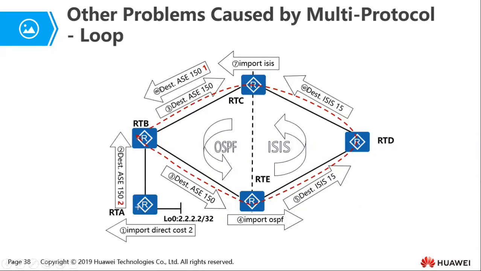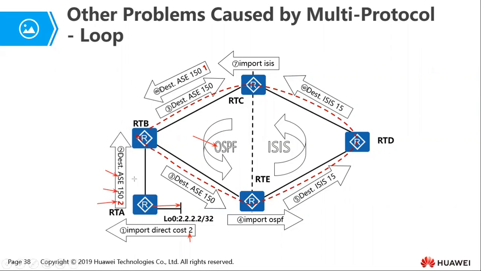So RTA here is connected to a network 2.2.2.2/32. It wants to import this route into OSPF, so import direct. When it imports that particular route, you see the preference for external routes is 150. The cost is going to be 2. So it's an external route, ASE, autonomous system external.